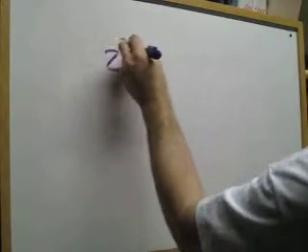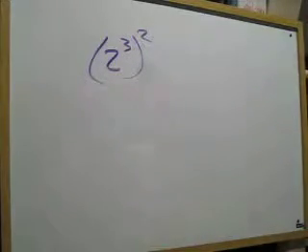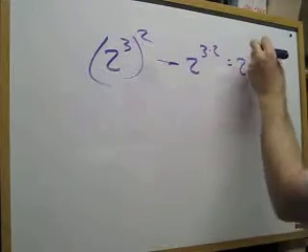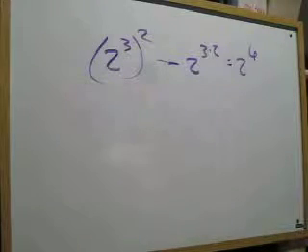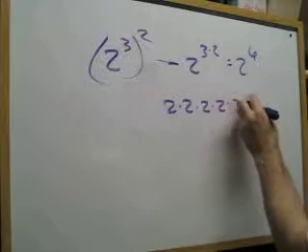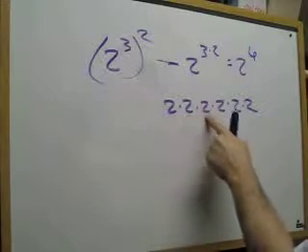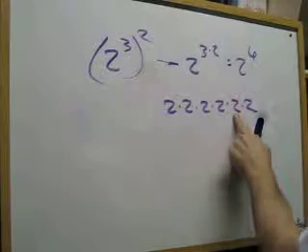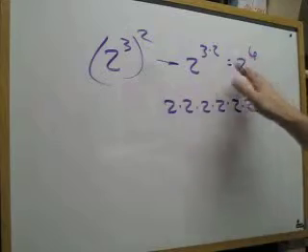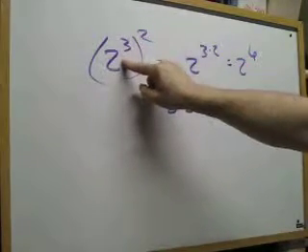All right, so let's look at an example here. 2 cubed squared. You've got a couple different options here. You can rewrite this as 2 to the 3 times 2, which is 2 to the 6th power. Oh golly, 2 to the 6th power is 2 times 2 times 2 times 2 times 2 times 2. 2 times 2 is 4, times 2 is 8, times 2 is 16, times 2 is 32, times 2 is 64.